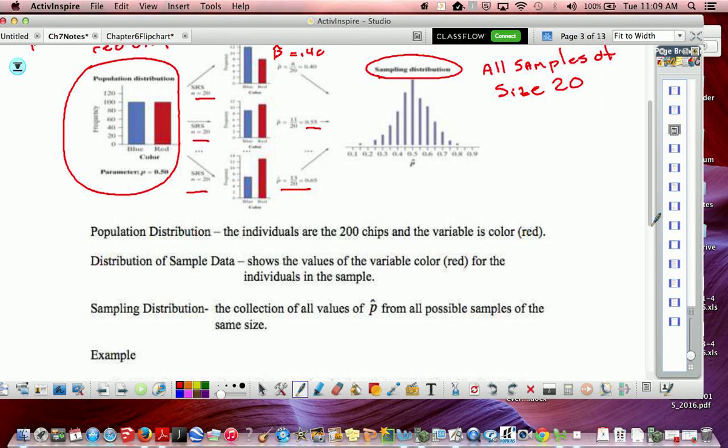So down here, we just simply define everything. Again, our population distribution was the individuals are the 200 chips. The variable was their color. The distribution of sample data is just simply showing the values of the variable color for the individuals in each sample. So we're calculating the sample proportion of red poker chips. And then the sampling distribution is the collection of all of these sample data collected, and we get our distribution.